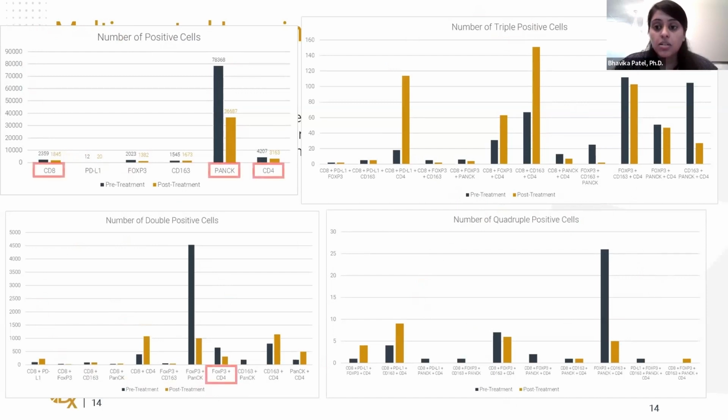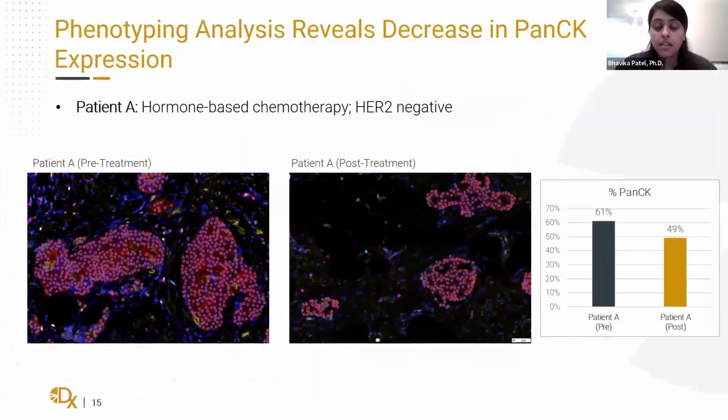For this presentation, we will focus on only a select few phenotypes that were relevant for this assay. That includes pan-CK, FOXP3, FOXP3 and CD4, CD4 and CD8 positive cells. First, our most prominent observation was the decrease in pan-CK expression. Pan-CK is a general tumor stem cell marker. Although pan-CK is not a target during therapy, it is commonly used to quantify the tumor cells that are present.